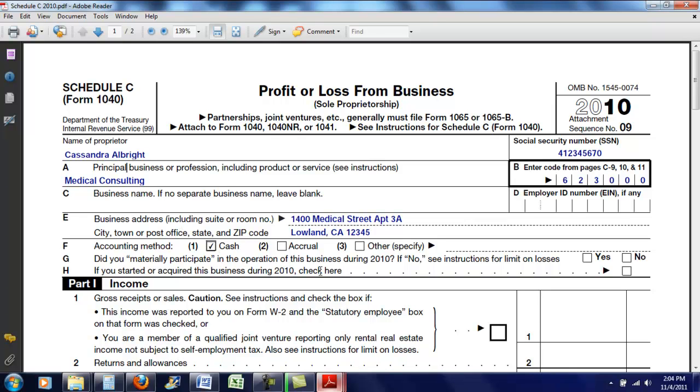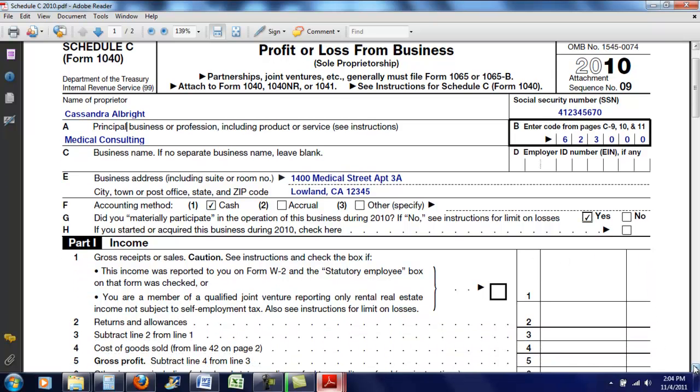And Cassandra is on a cash basis of accounting. She did materially participate because she is the consultant. And it does not say that she started her business in 2010, so I'm going to say that she did not. Now, it says that she has earned $48,000 worth of income. So line 1 is $48,000.